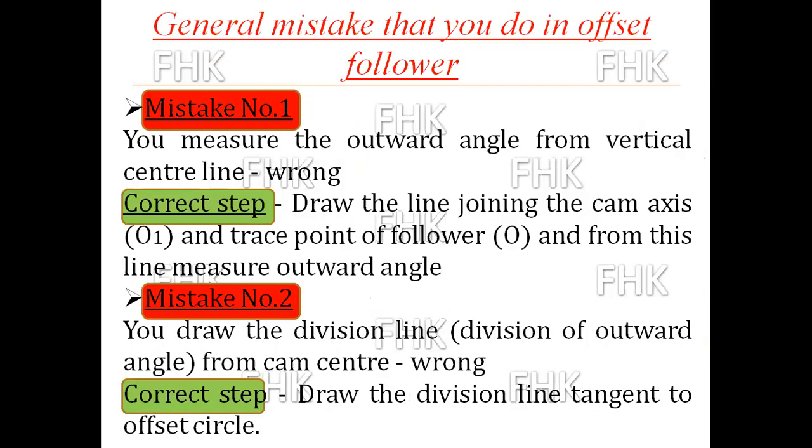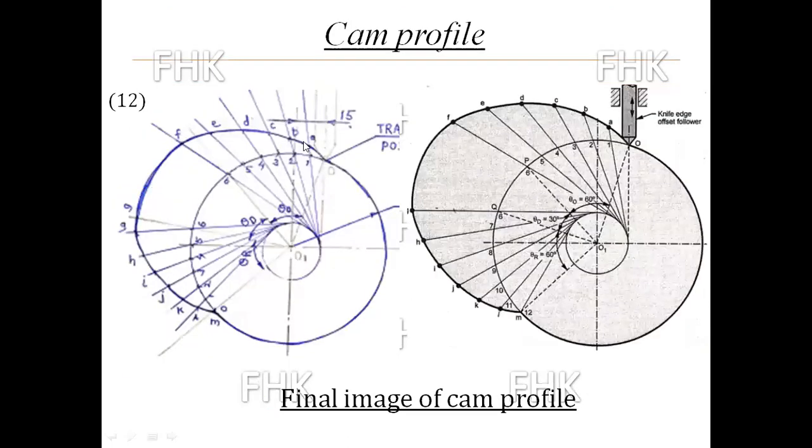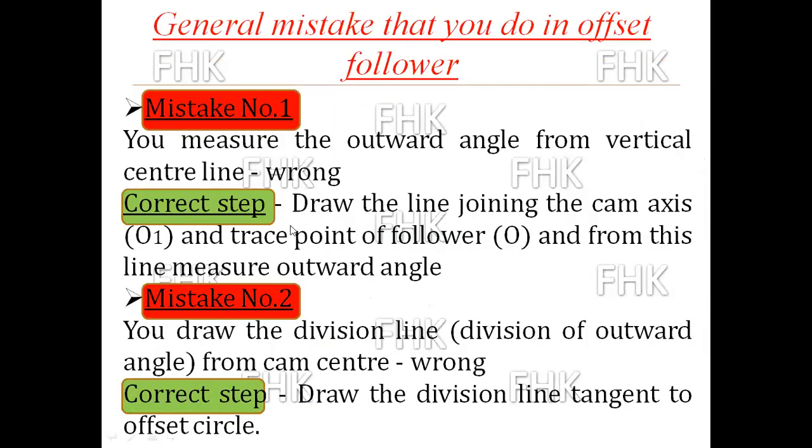Now, the general mistakes that you make in the examination while drawing the cam profile for an offset follower. A radial follower is very simple, but what is the twist in the offset follower? The first mistake is that you measure the outward stroke from the vertical center line, which is wrong in an offset follower. You have to join the line O1O, and from that line you have to measure the outward stroke. First join the offset distance O1O, and from that measure the outward stroke. That is the correct step.